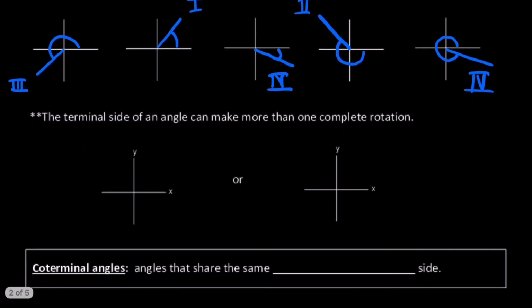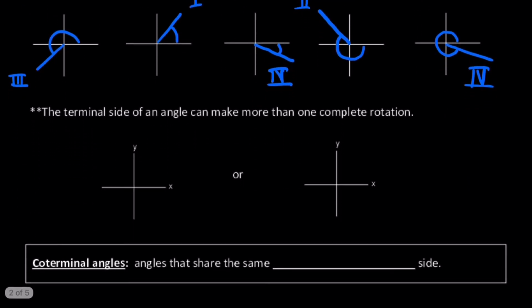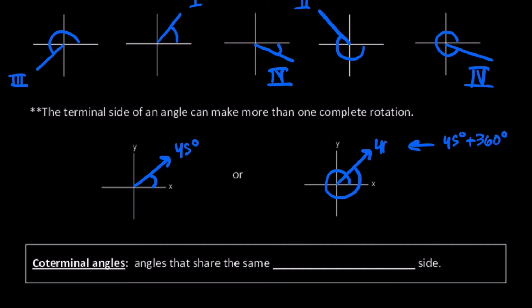All right, next. The terminal side of an angle can make more than one complete rotation. So let's draw in one angle here. Let's say that's 45 degrees. Well, over here, what we're going to do is we're going to draw on that same terminal side. But that's not a 45-degree angle. Why not? Because in this case, let's suppose we went around one complete rotation and then ended up here, like so. So what happened is you went 45 degrees plus 360 degrees. So that ends up being 405 degrees.